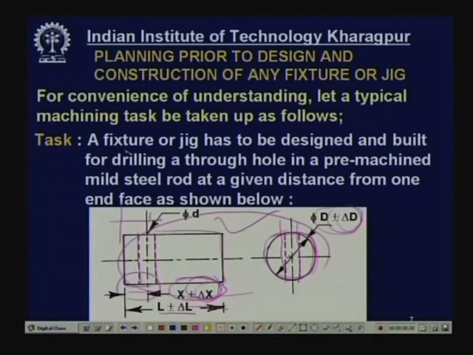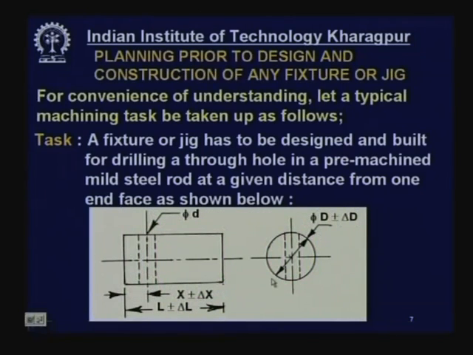So, briefly, what is the task? A fixture or jig has to be designed and built for drilling a through hole, there is no blind hole, a through hole in a pre-machined mild steel rod, at a given distance x plus delta x from one end face, as shown below. Okay, so this is the task.